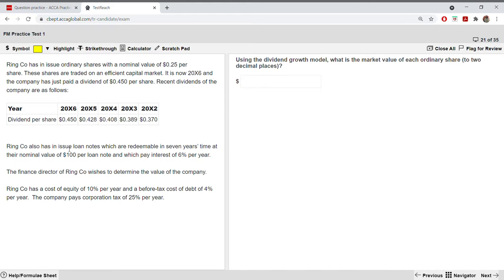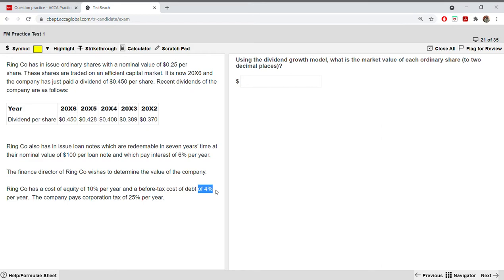Ring has also issued loan notes which are redeemable in 7 years' time at their nominal value of 100 per loan note, and they pay interest of 6% per year. The finance director wishes to determine the value of the company. Cost of equity 10%, before tax cost of debt 4%, and the company pays corporation tax of 25% per year. Here they are talking about the dividend growth model, so you should not touch this part. Nothing to do with this part. Everything is not required in the first question only. Some pieces of information from the case study might be asked in later questions. Here they just ask the dividend growth model, so you should not touch this.